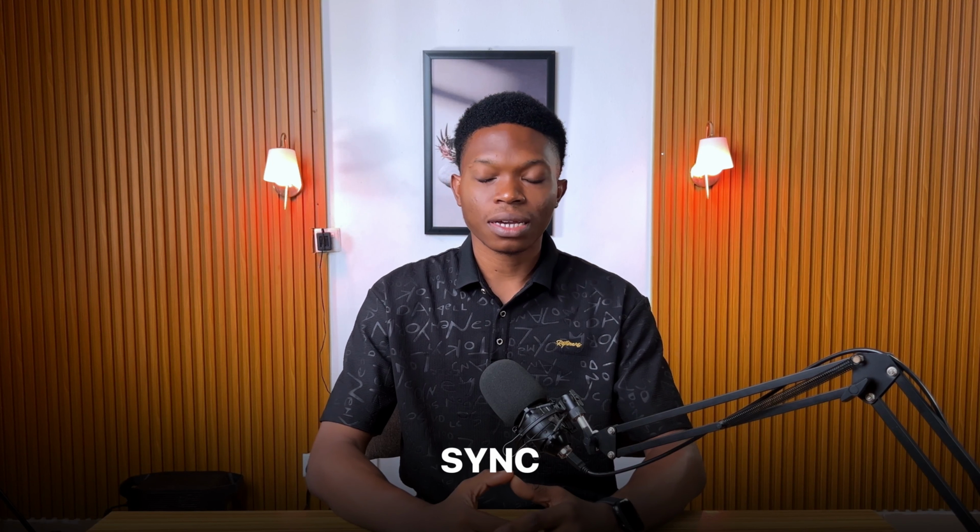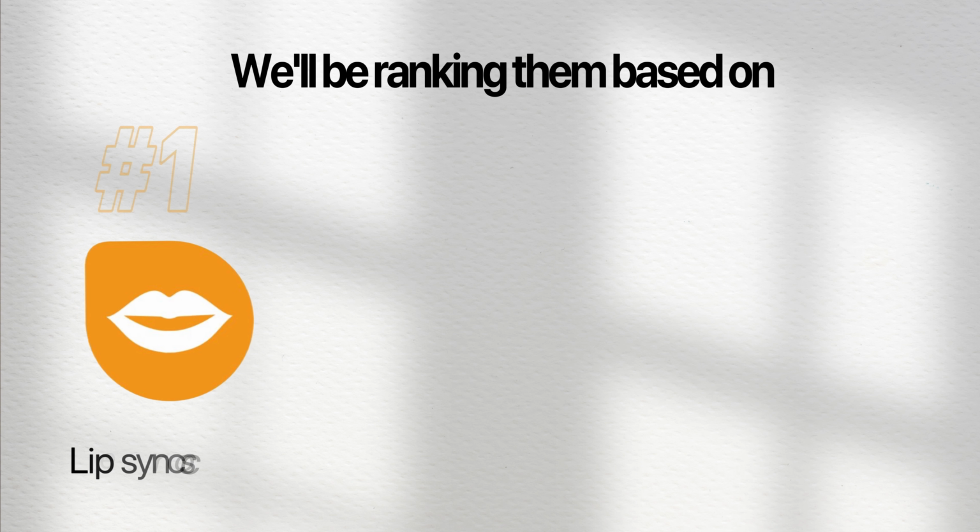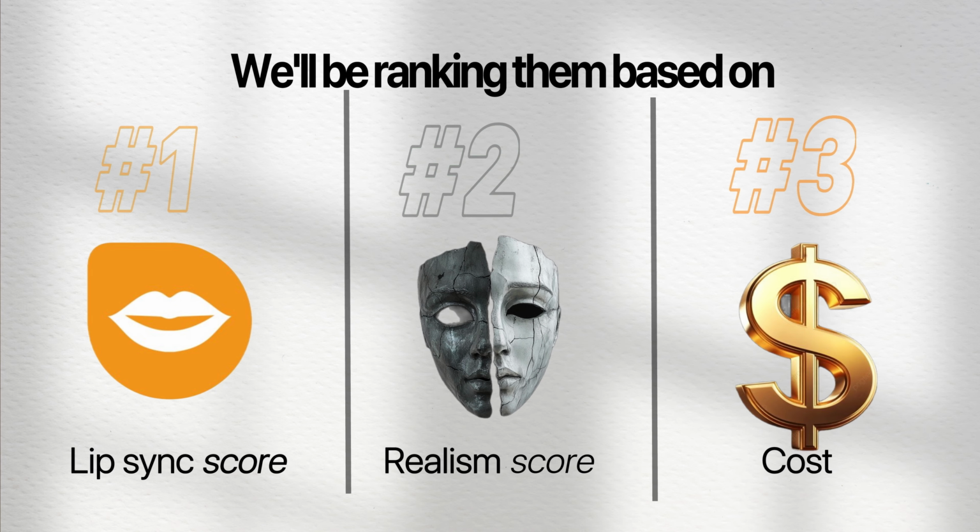Here is an example. The moment a Solana token starts moving is the worst possible time to start researching it. Great lip sync, but look at the expression. That's when I realized that they are 2 completely separate things to score. We are going to score this based on lip sync score, realism score, and cost.